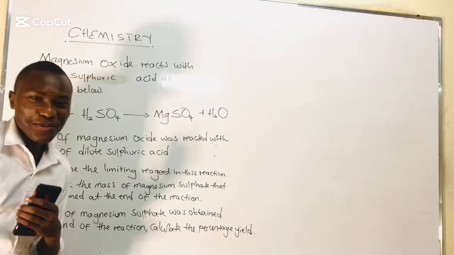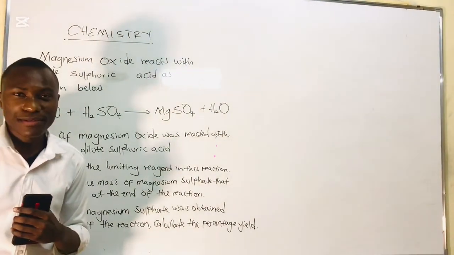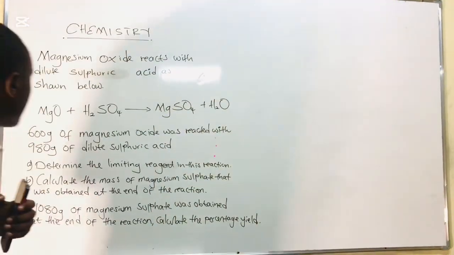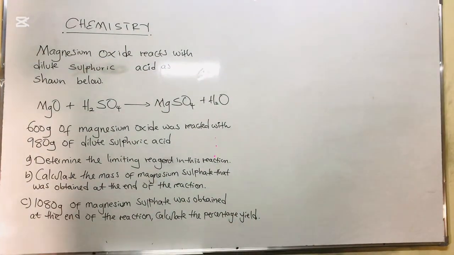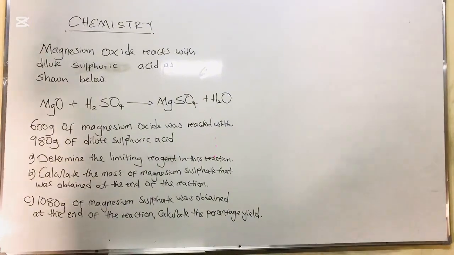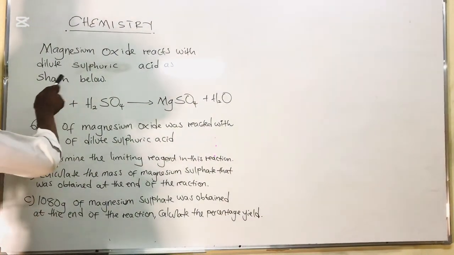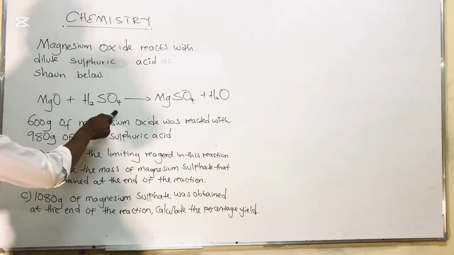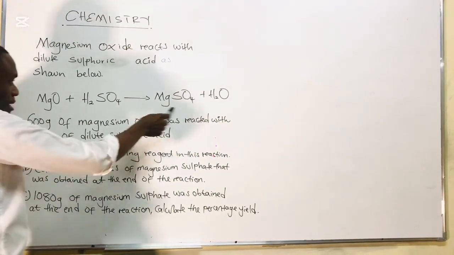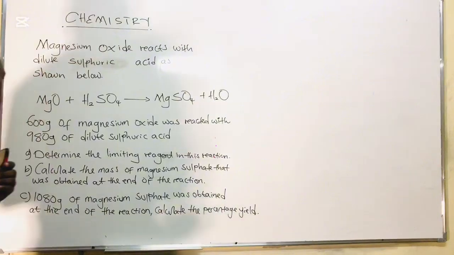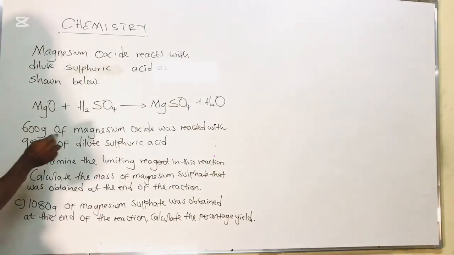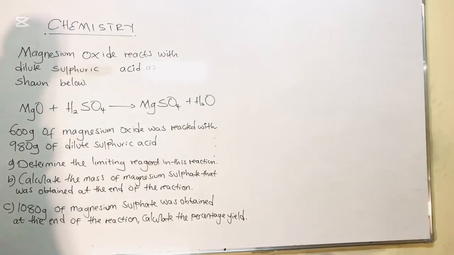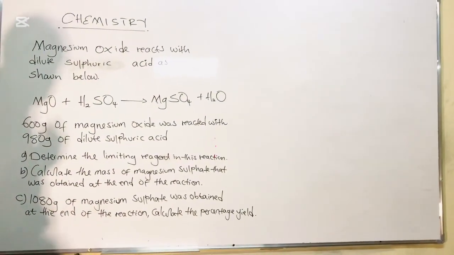We want to look at this simple question from chemistry. It is from the limiting reagent. The question says magnesium oxide reacts with dilute sulfuric acid as shown below. So you have magnesium oxide reacting with sulfuric acid to form magnesium sulfate and water. Now they are saying 600 grams of magnesium oxide was reacted with 980 grams of dilute sulfuric acid.